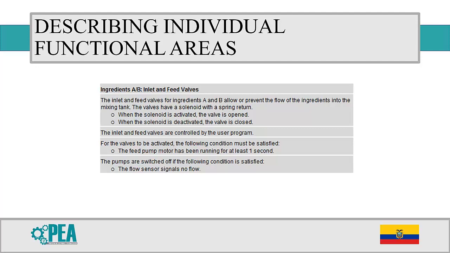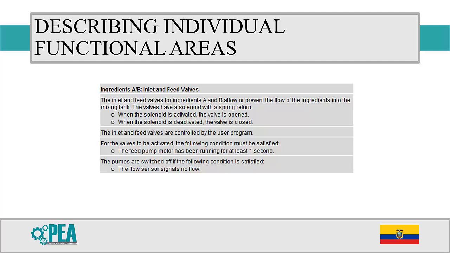When the solenoid is activated, the valve is open. When the solenoid is deactivated, the valve is closed. This is because of the configuration of the valve, because it's a solenoid with a spring return. Then we have the inlet and feed valves controlled by the user program. So we will have buttons to open or close the solenoid, basically. And for the valves to be activated, the following conditions must be satisfied.